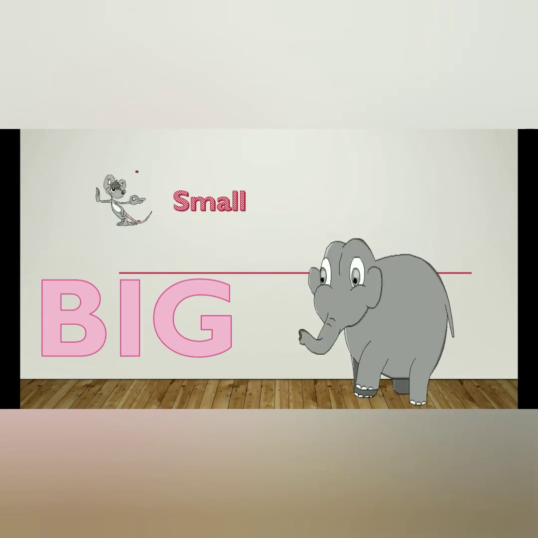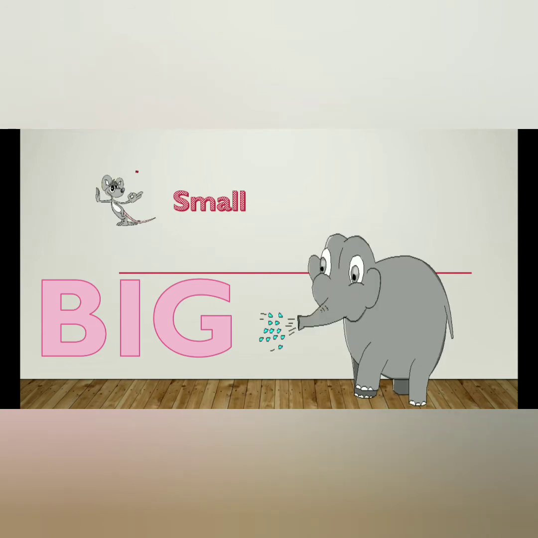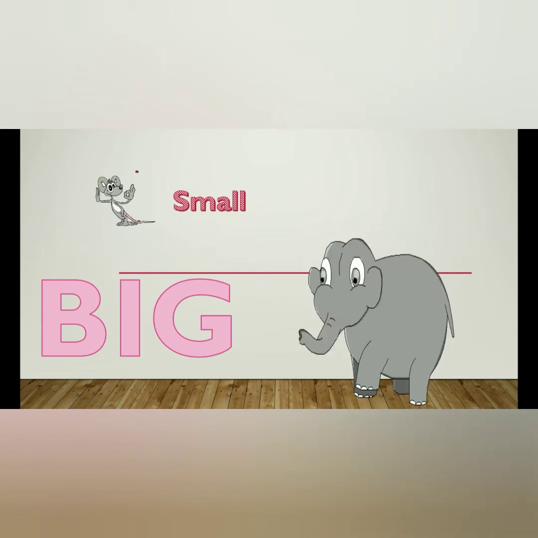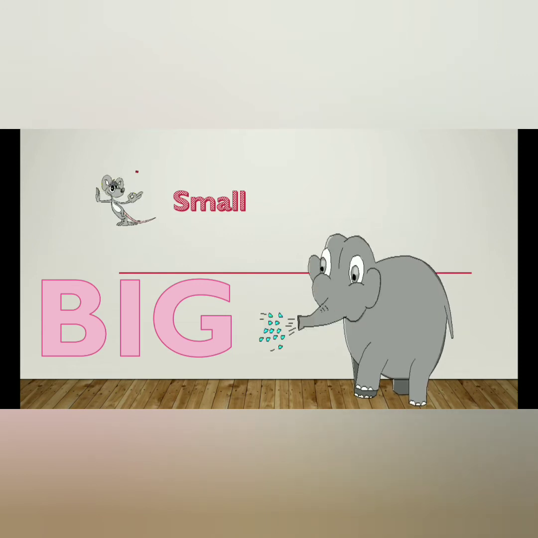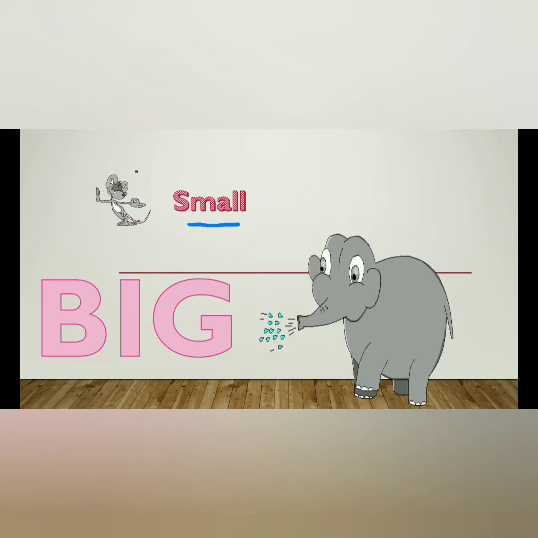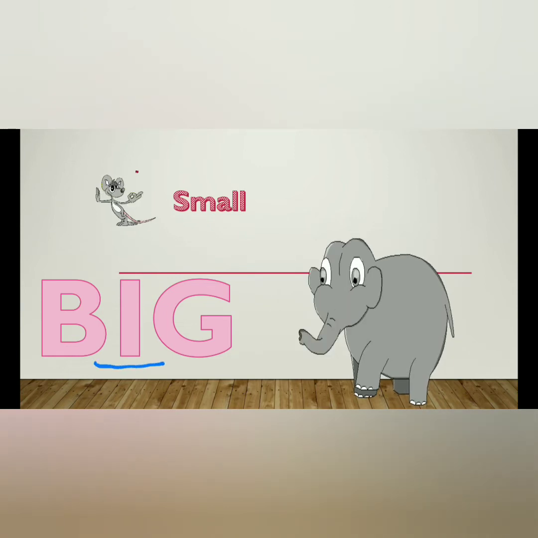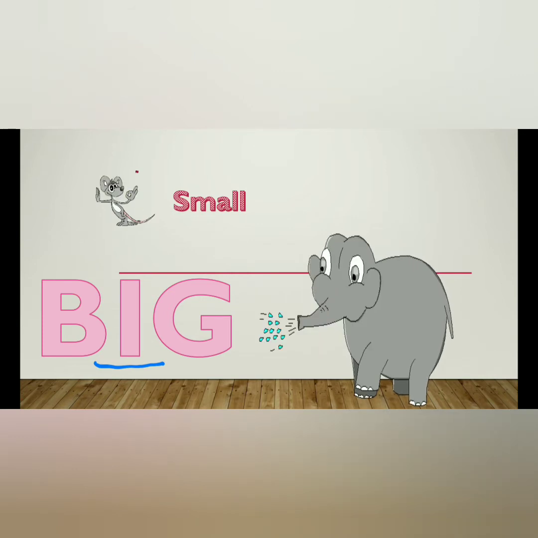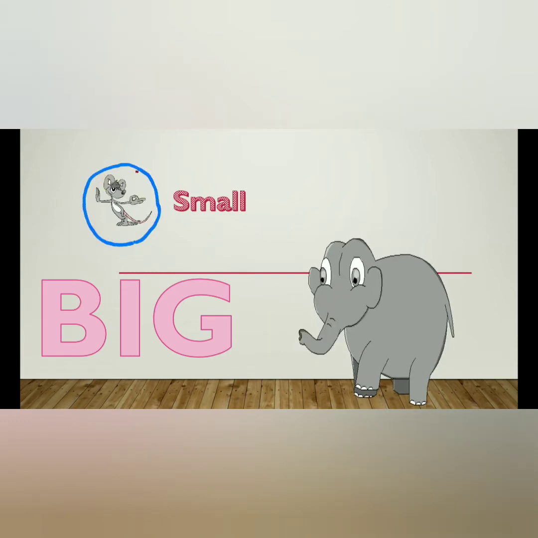SMALL, small. Below small, the word is written big. BIG, big. Can you see the word written big? Then spell with me: small. SMALL, small. Now you read the word big with me. BIG, big.